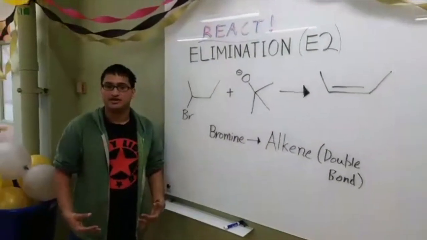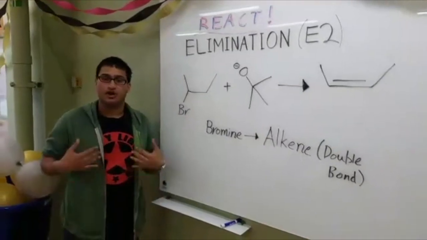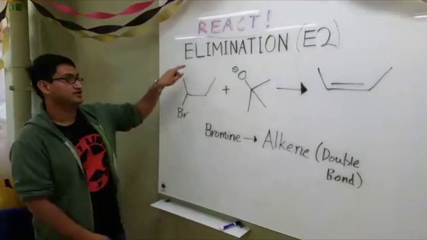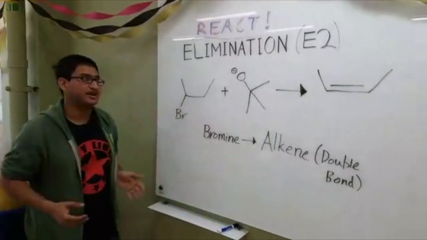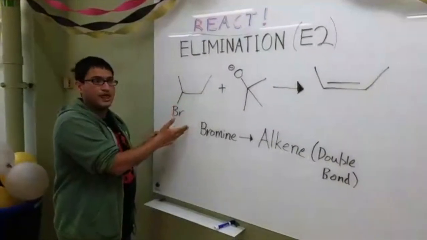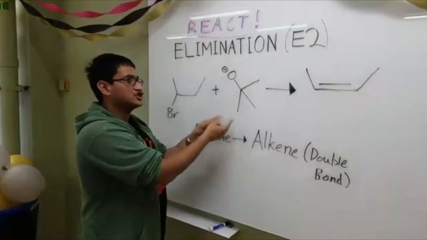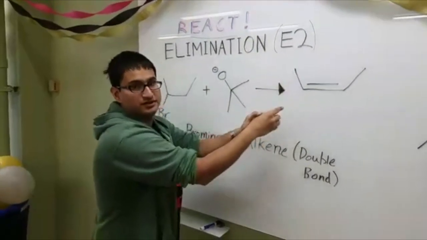Today we're going to be talking about a reaction that's really common in organic chemistry courses, but also talked about in our game React. This reaction is called elimination, or E2 for short. Now in the E2 reaction, we have this molecule here, 2-bromobutane, reacting with this molecule here, butoxide, to make this molecule at the end, 2-butene.